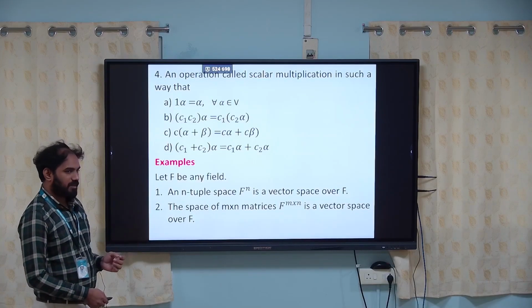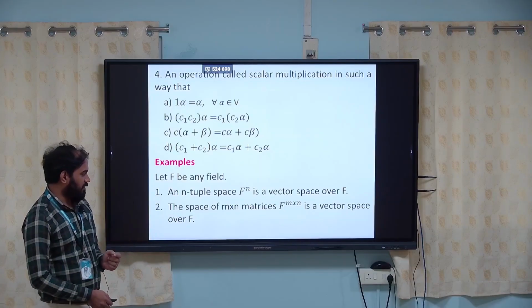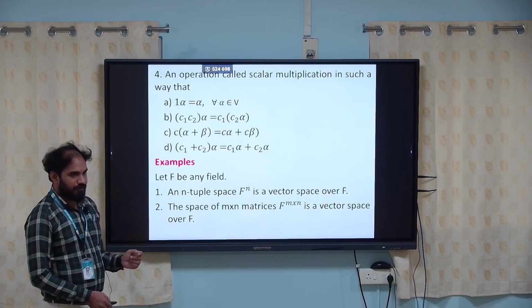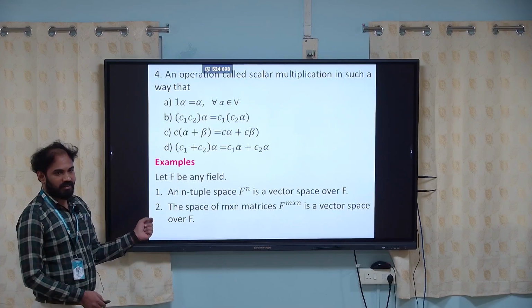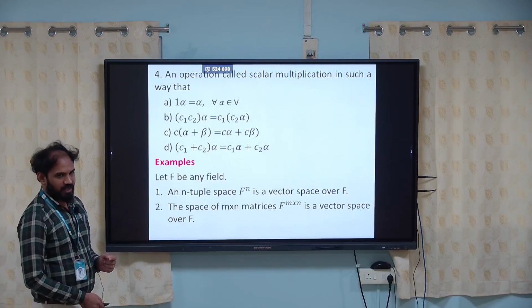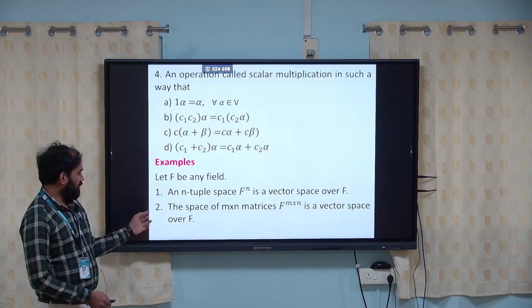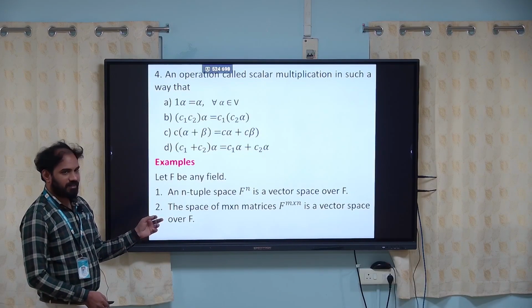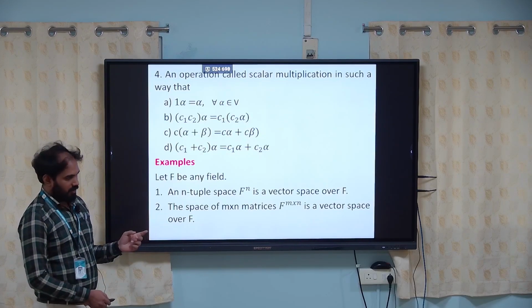The second example is a very crucial example: the space of m cross n matrices. It is denoted by F^(m×n), the set of all m cross n matrices whose entries are from the field F. Here also you can replace F by R. The set of all m cross n matrices over R is also a vector space over R.